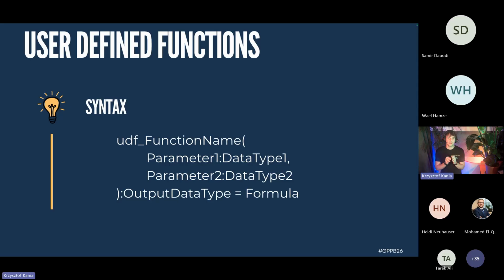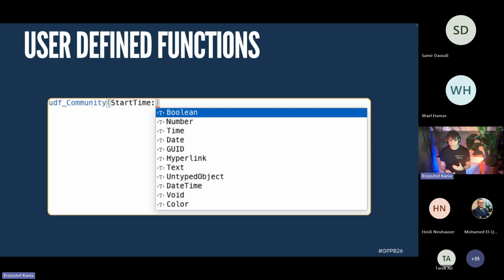Inside, we define what parameter we want the data to be working with. We define the type of that parameter. And at the end, we are defining the output of our parameter. And then it equals the formula. So I usually use prefix called UDF based from the name. So then I know whenever I start typing UDF in PowerFX, it will auto-suggest me my user-defined functions.